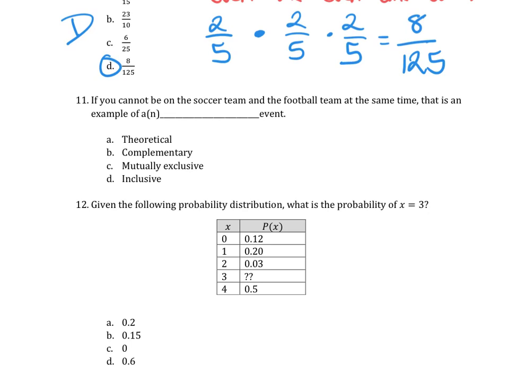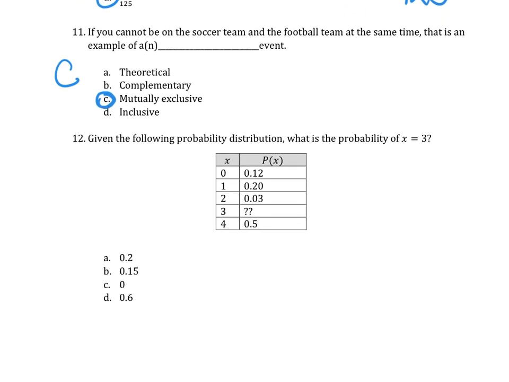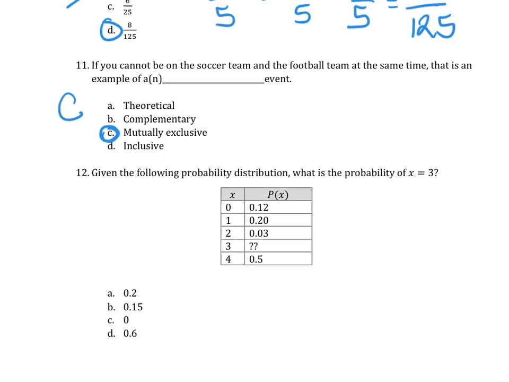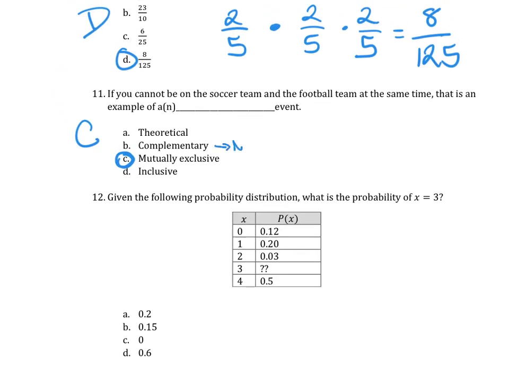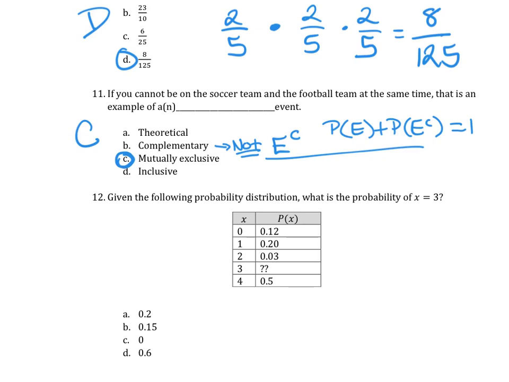Number 11, if you cannot be on the soccer team and the football team at the same time, that is an example of mutually exclusive. These are events that cannot happen at the same time. Remember, a complement is not, that not probability. That's that E with a little c. And we learned that the probability of E plus probability of its complement always has to equal 1. So just a reminder, a little tidbit there.